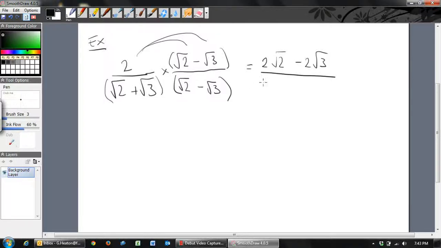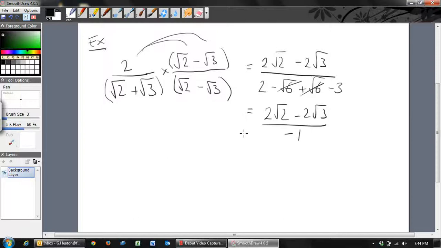What's root 2 times root 2? It's 2. What's root 2 times negative root 3? It's negative root 6. What's positive root 3 times root 2? Root 6. And what's root 3 times negative root 3? It's just negative 3. So what do we get? We get 2 root 2 minus 2 root 3 over, that cancels, 2 minus 3 is negative 1.